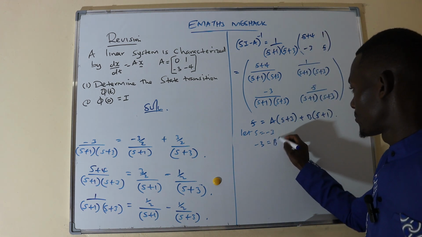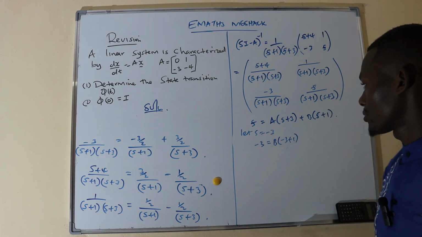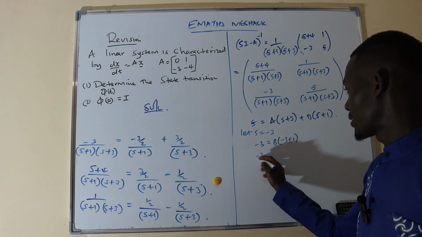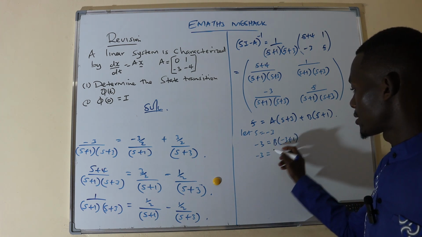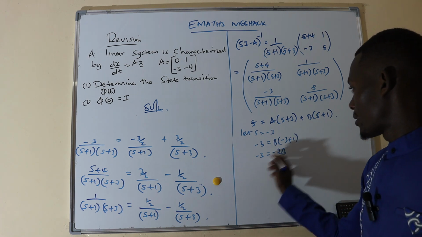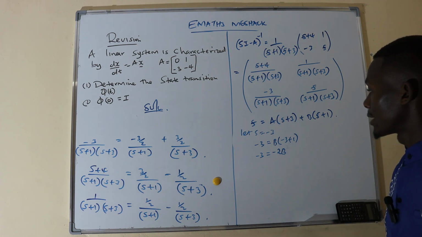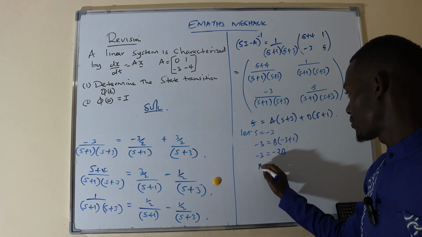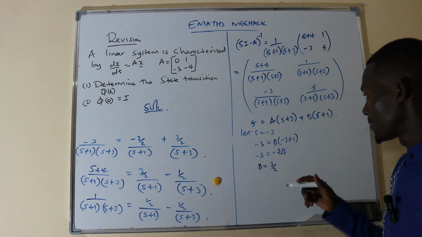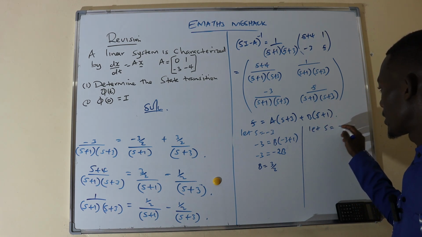So you shall have b, then negative 3 plus 1. And together, yes, we have negative 3 plus 1. So therefore, we shall have negative 3 equals 2, this gives you negative 2b. Then divide all through by negative 2. So your b therefore will be 3 over 2 positive, because you have a negative and a negative, they'll simply cancel out. Then again we let our s be negative 1.